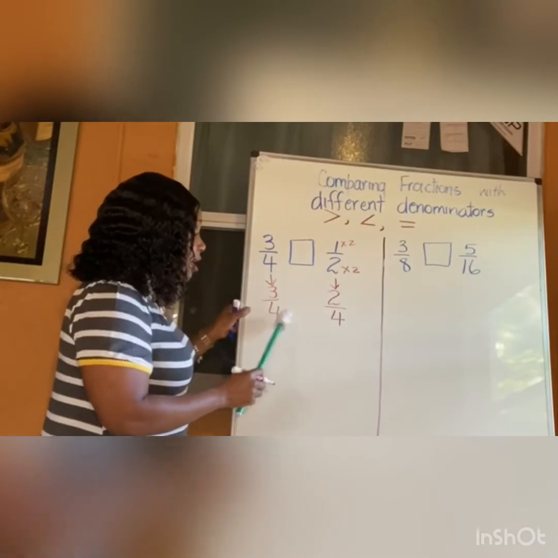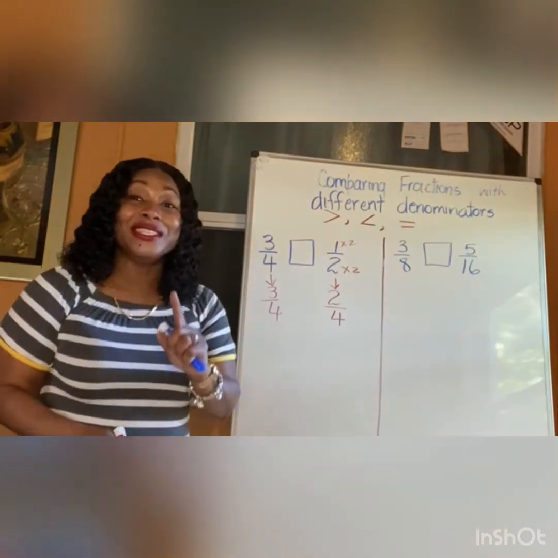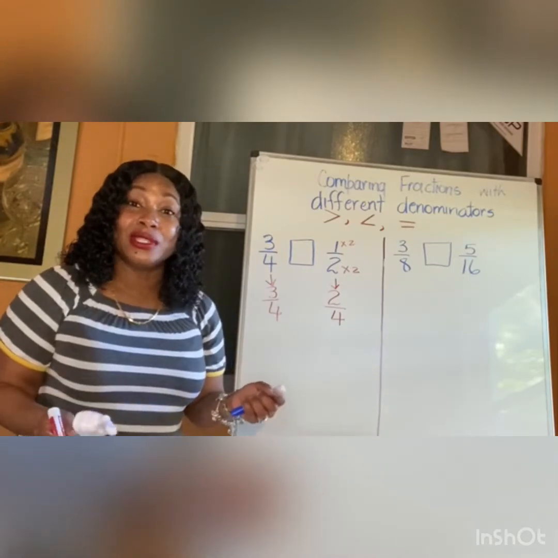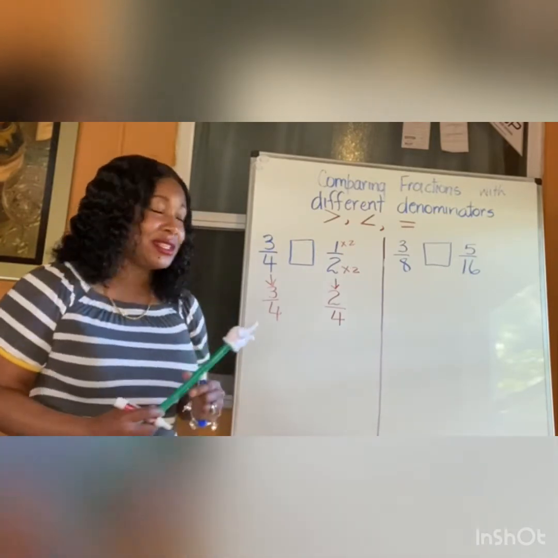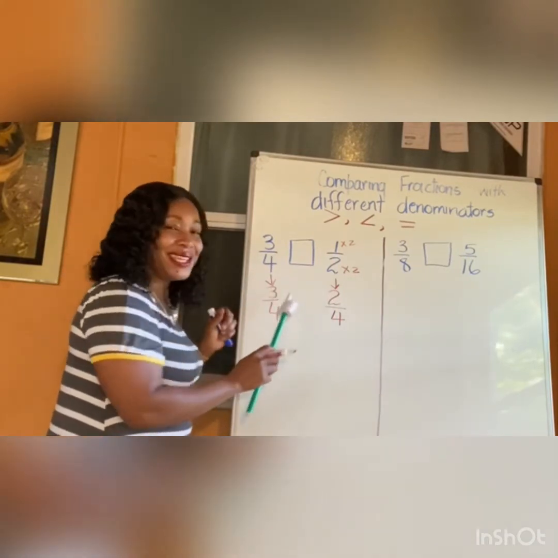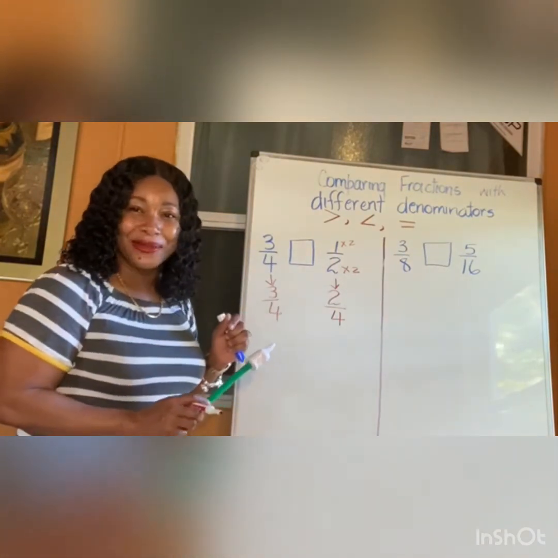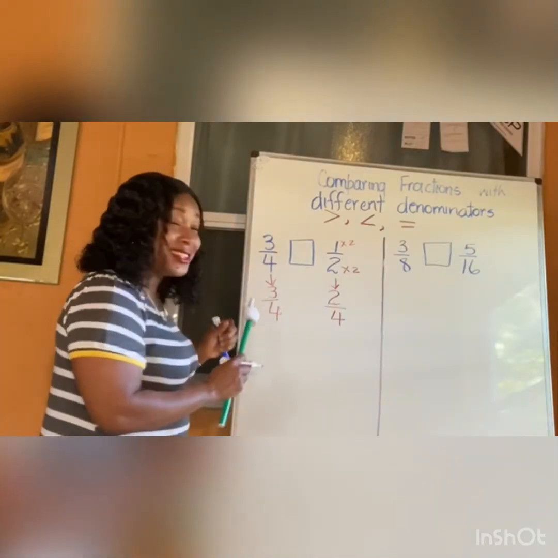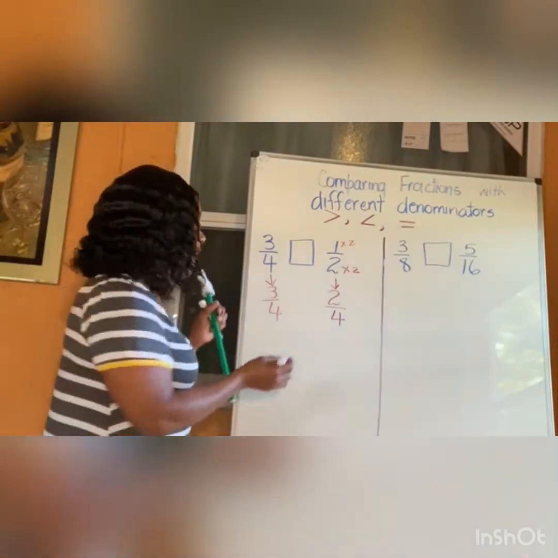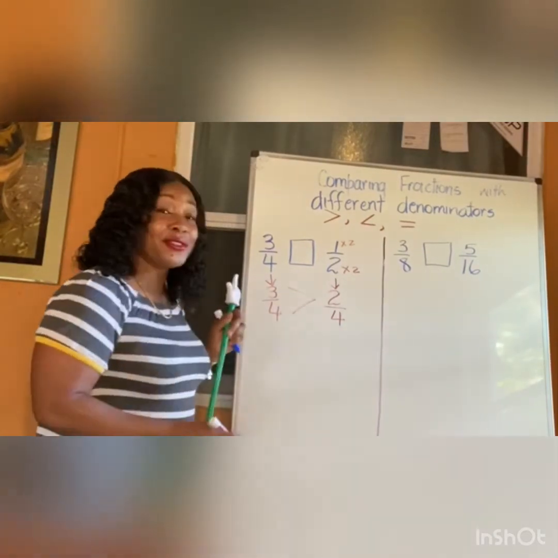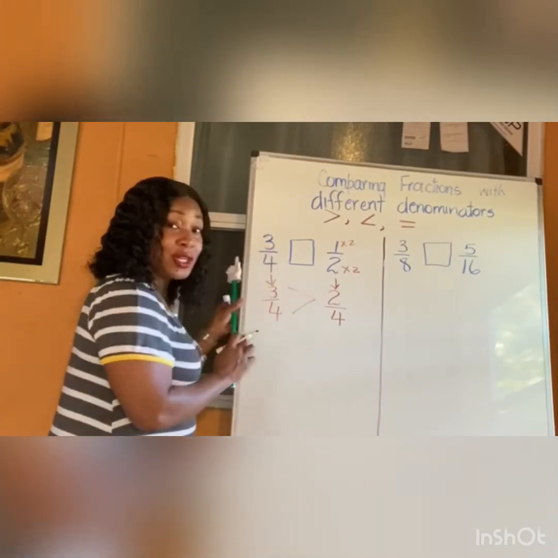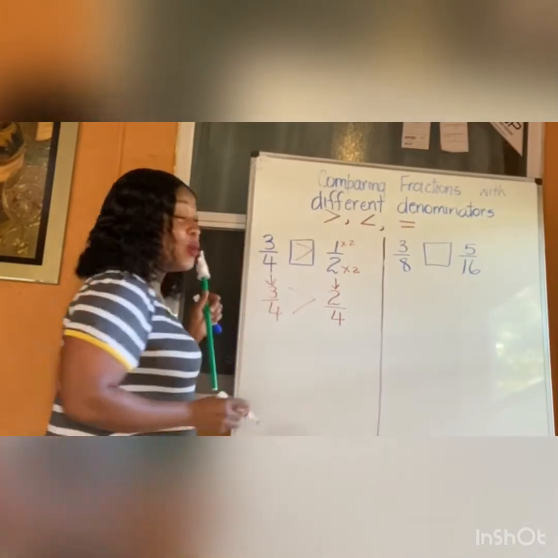So the denominators are the same. And remember, once your denominators are the same, all you need to do is look at those top numbers, the numerators. This numerator is 3 and this one is 2. Which one is bigger? It is, of course, the 3. So my hungry shark, or my greedy shark, is going to open its mouth to 3/4. It simply means that 3/4 is greater than 1/2.